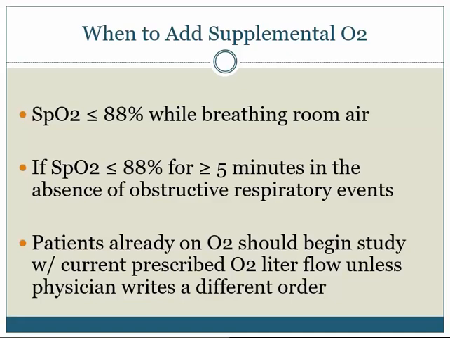So the specific scenarios of when we would add supplemental oxygen is if the patient's SpO2 is 88 or below while they're breathing room air. And that includes if it's less than 88 for more than 5 minutes in the absence of obstructive respiratory events.